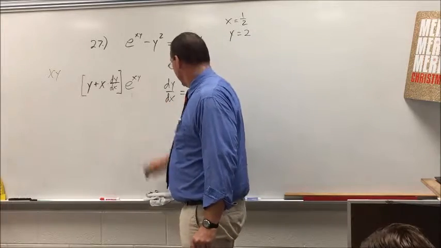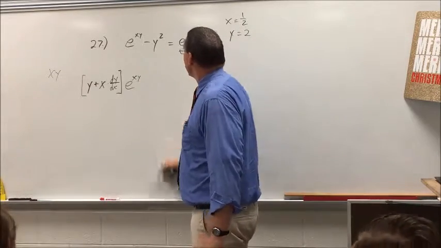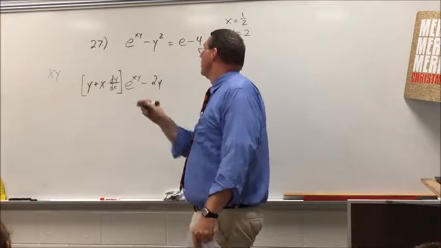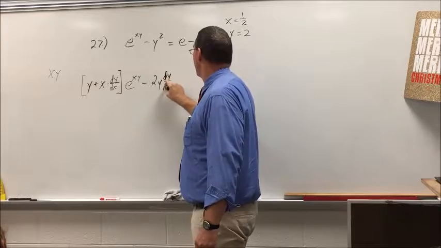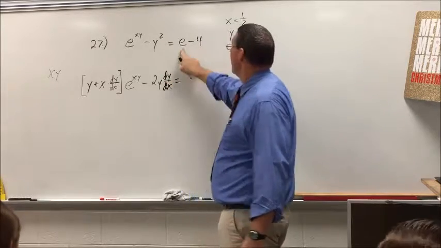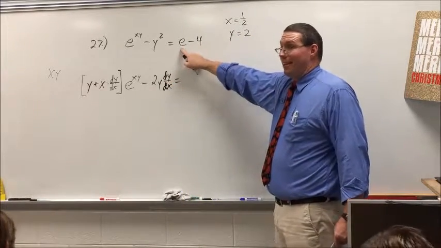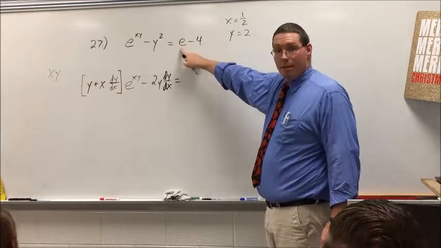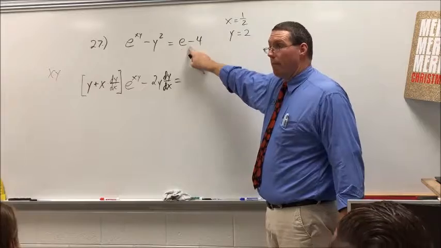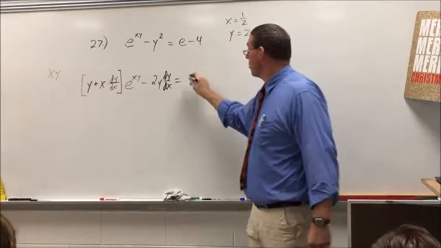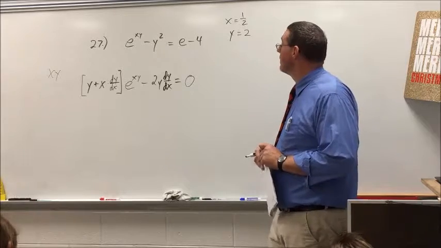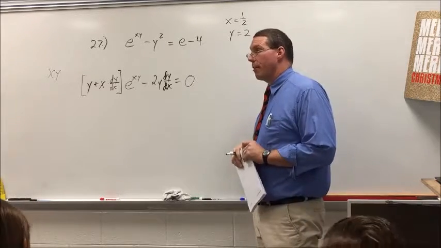Minus, what's the derivative of y squared? 2y dy dx. Equals, e is a number, a constant, so the derivative is 0. So it's 0 minus 0. But if it's like e to the x, then it would be e to the x.